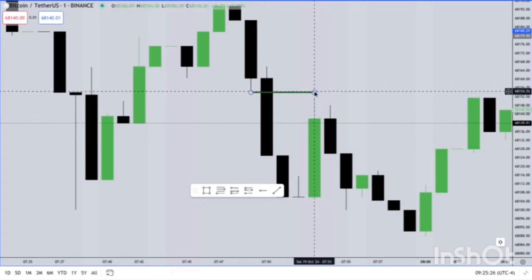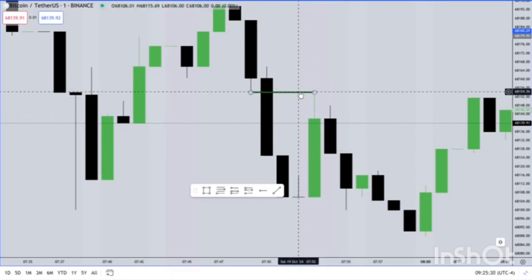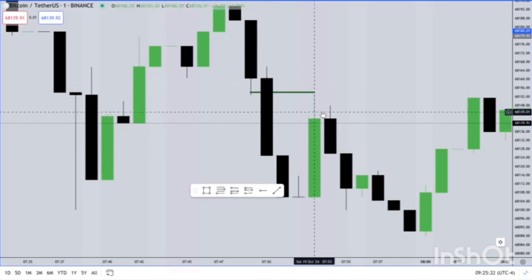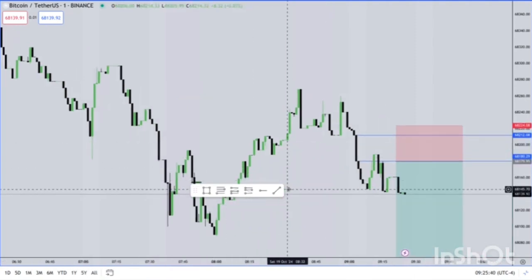So if you are picking an entry from this fair value gap, your stop loss should be above this level. So what are you waiting for? You are waiting for the market to give you your what? Your profit. To give you your profit. So that is how a fair value gap is.